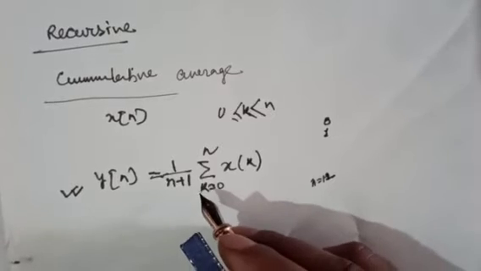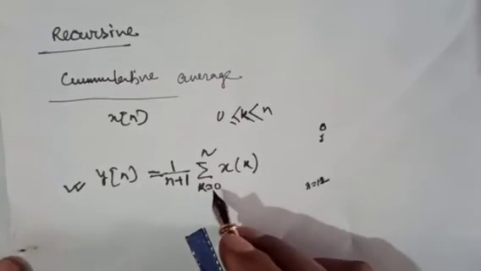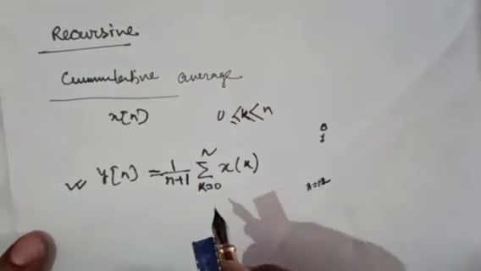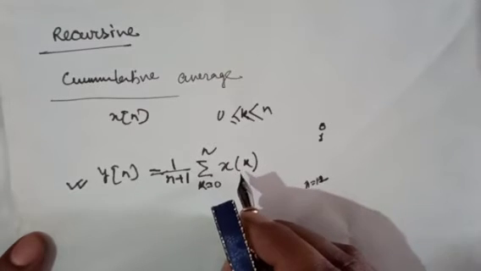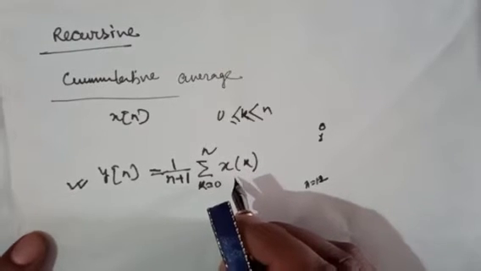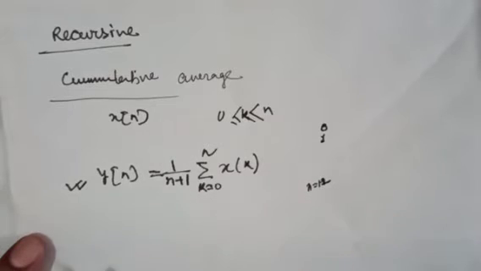Now, if n is increasing, what does that mean? Your memory requirement is increasing because you need to store it somewhere. So the memory requirement is increasing, and as we know, memory is directly related to the money cost.